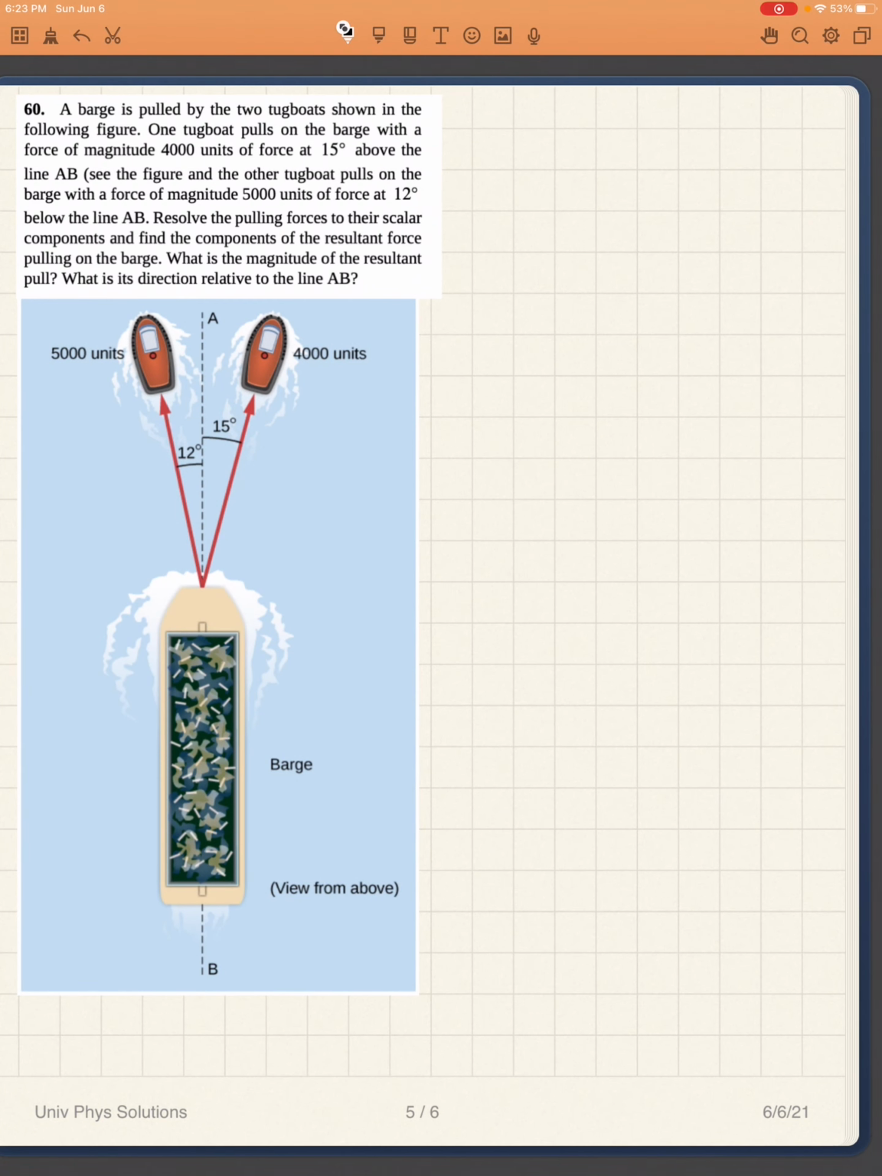Okay, let's look at problem 60. This is from chapter 2 of OpenStax's University Physics. We have two boats pulling a larger boat, a barge, and we are given the force vectors of each one, and so we're going to find the resultant force.